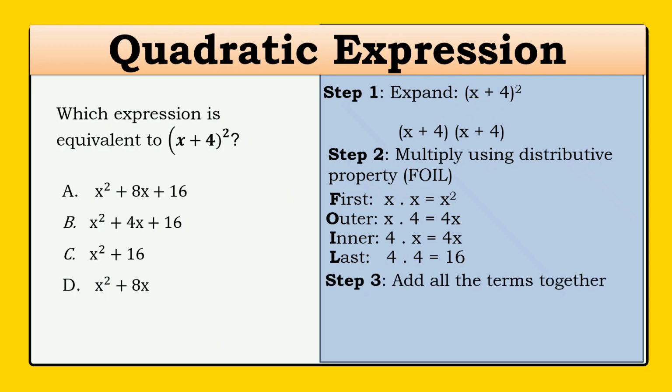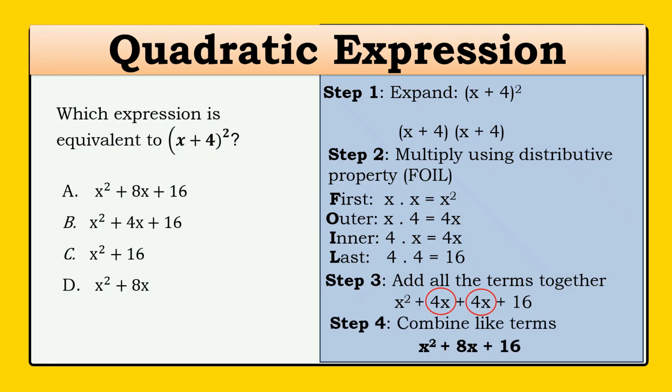Step 3. Add all the terms together. So we have x squared plus 4x plus 4x plus 16. Step 4, combining like terms. So our final answer is equal to x squared plus 8x plus 16. And this is letter A.